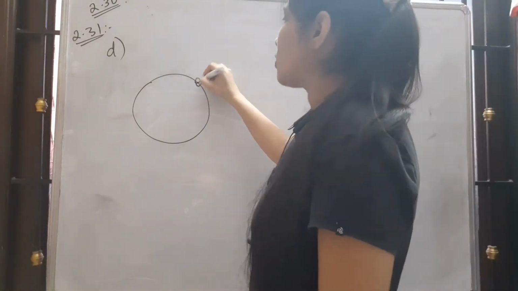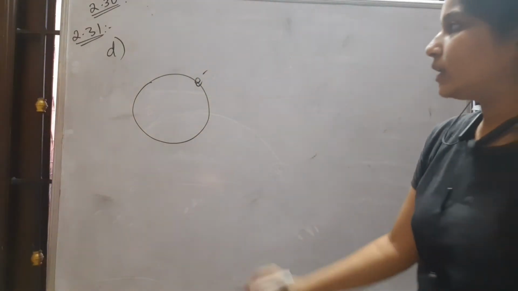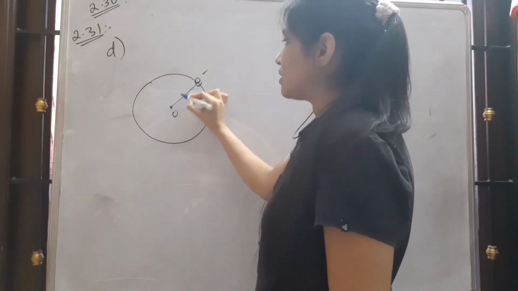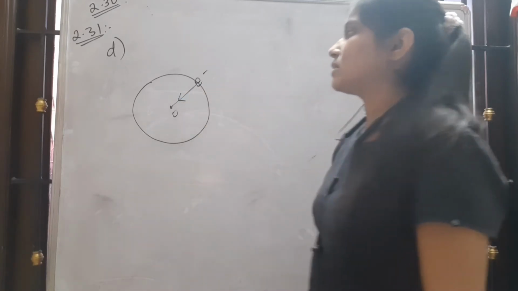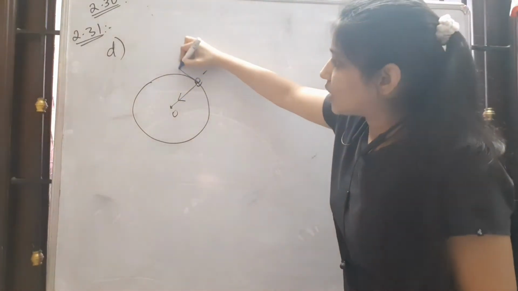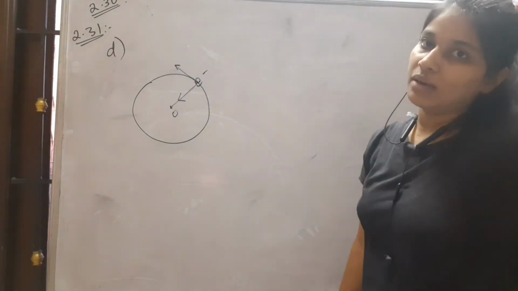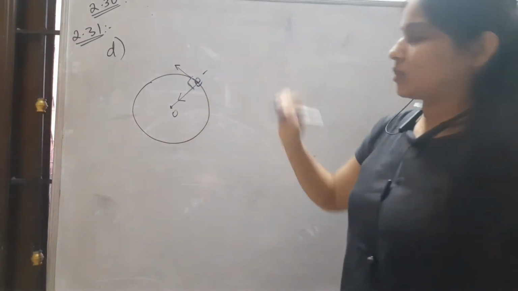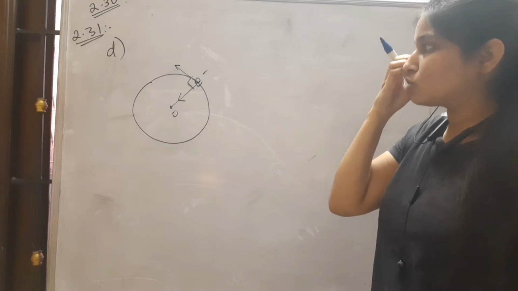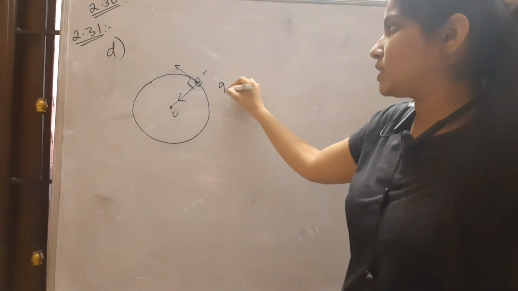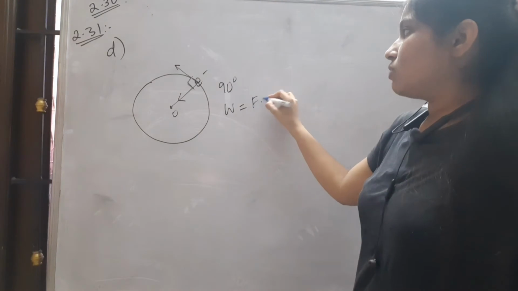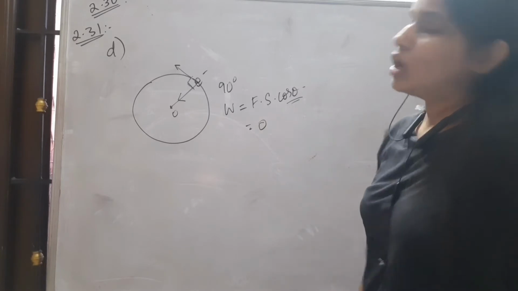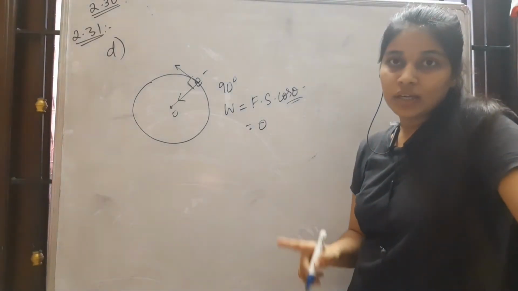So if it is a circular orbit, we know very well that if this is the center nucleus, the Coulombic force will be acting as the centripetal force. At any point, the direction of velocity of the electron is tangential, and the velocity direction is the direction of displacement also, so the angle between the force and displacement will be 90 degrees. So what will be the work done? Work done is Fs cos theta, so that will give us cos 90, which is equal to 0. Therefore, the work done in a circular orbit is 0.